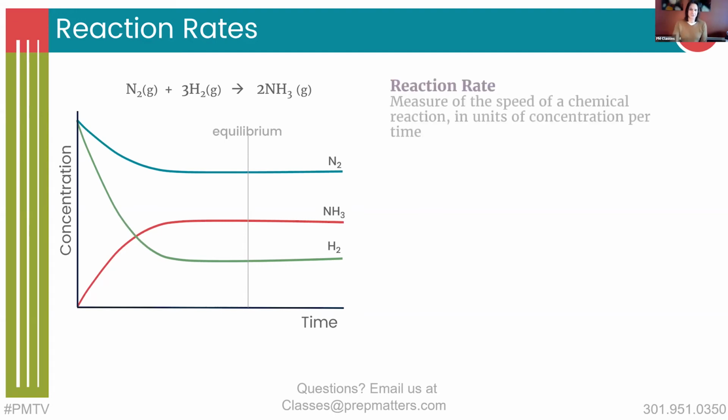But for now, great. So how will we talk about how fast this reaction is? Well, we need what's called the reaction rate. The reaction rate just measures the speed of a chemical reaction. The units of a reaction rate are always molarity per time, usually moles per liter per second: how many moles per liter per second are being gained or taken away?